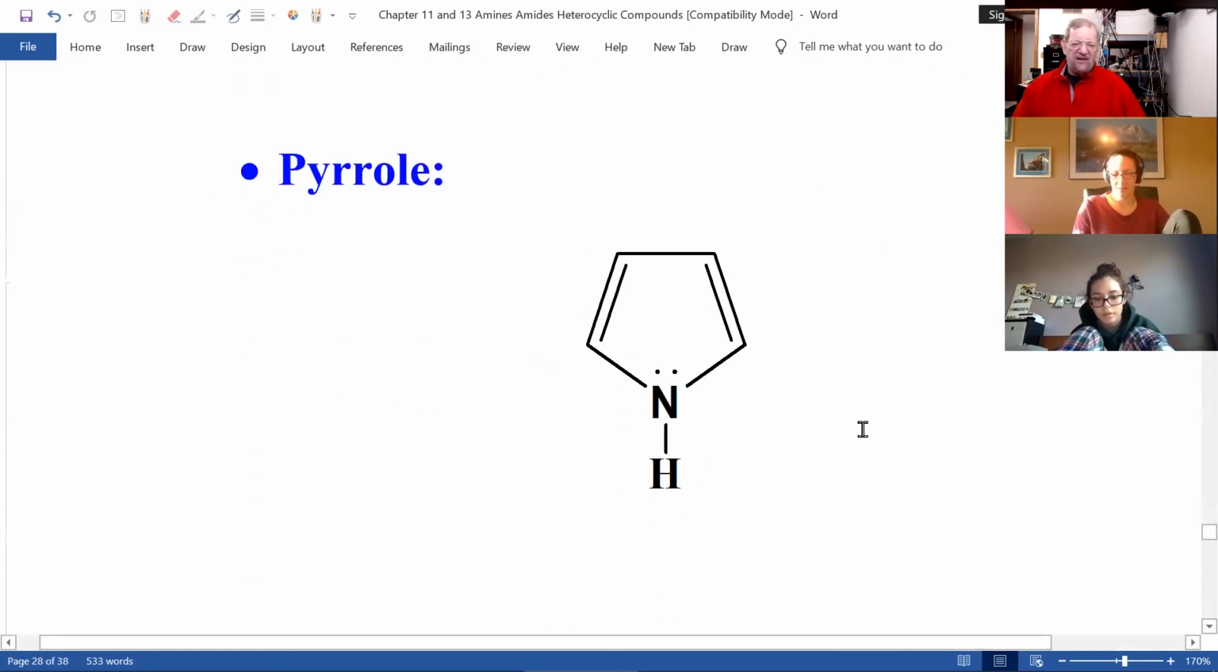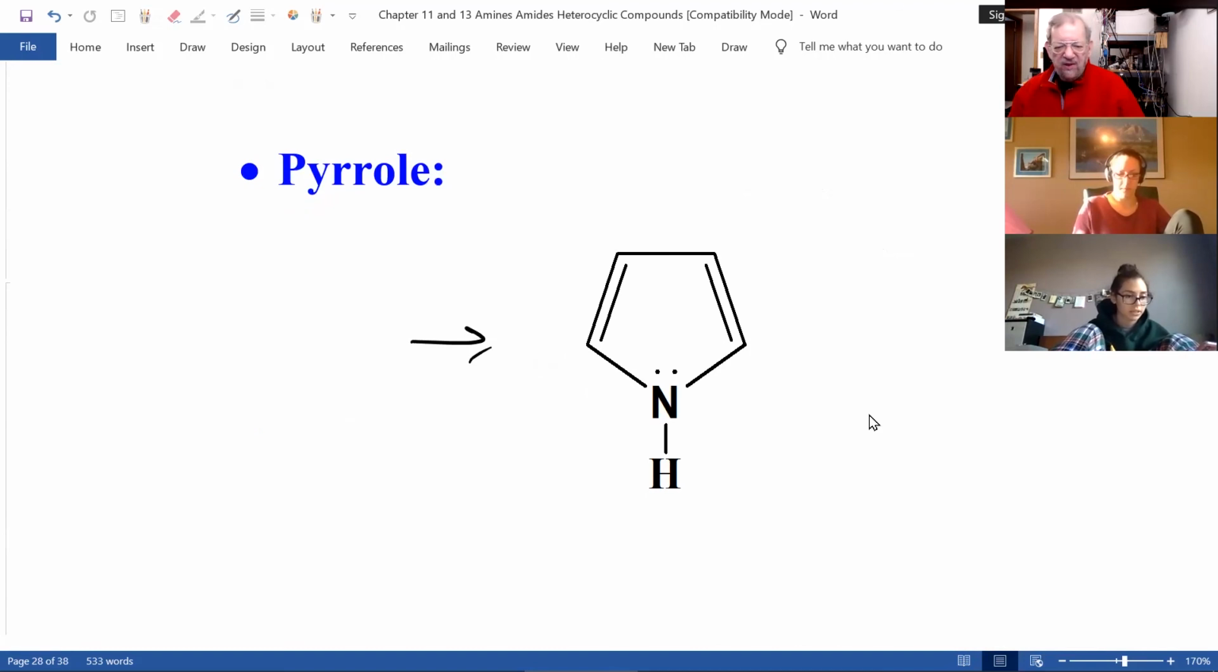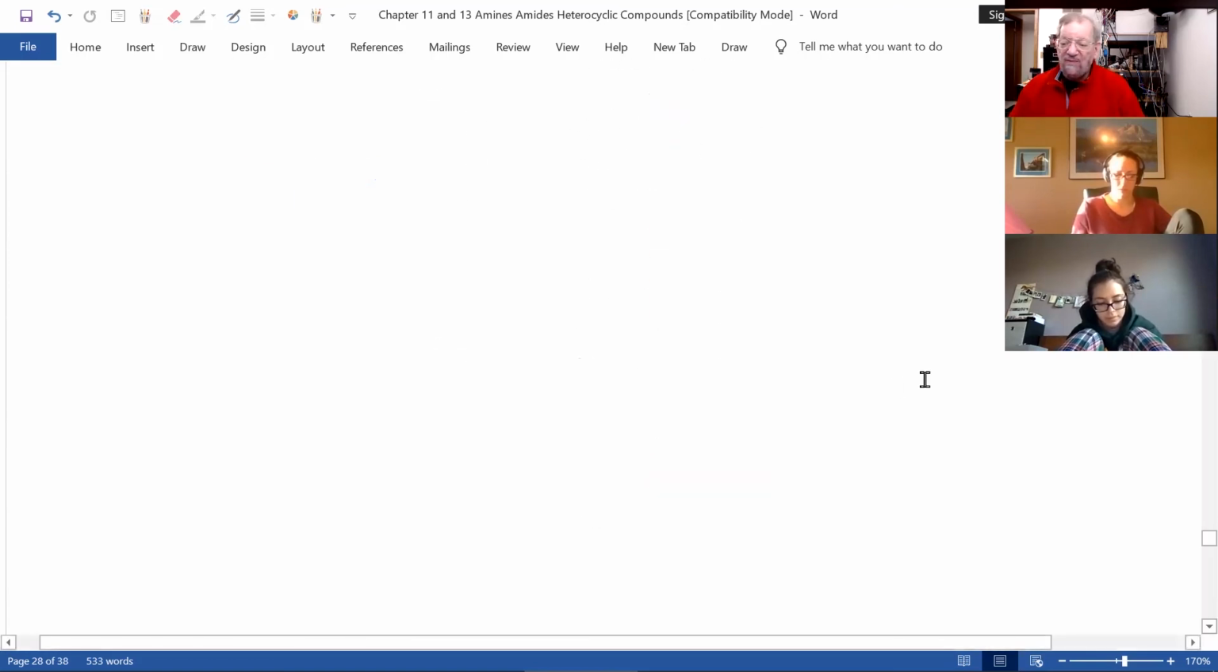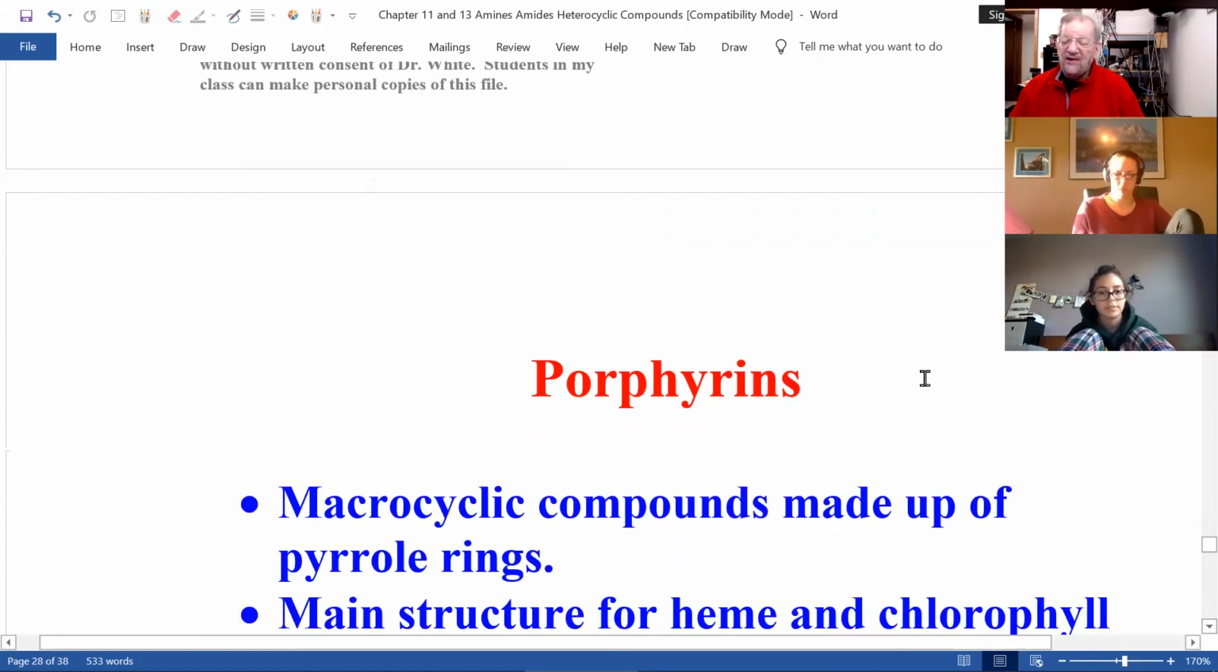Now, it turns out another heterocyclic, and the switch is still off, is pyrrole. Now, pyrrole is a 5-membered ring where one of the atoms is nitrogen. Now, if we look at here, we have 2 pi electrons, 2 pi electrons, and turns out the non-bonding electrons here are also in pi. So this is 6 pi electrons. Pyrrole is aromatic.